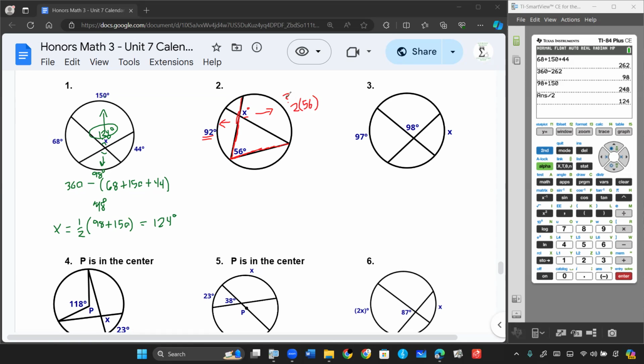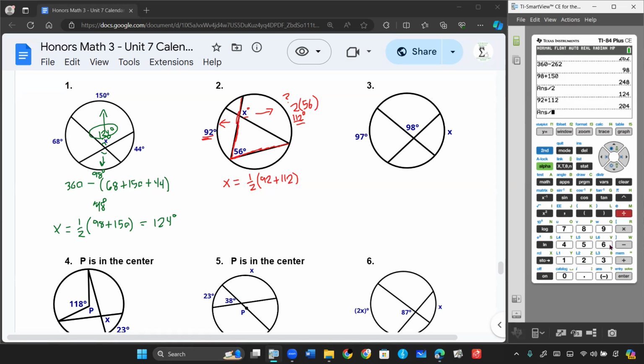Remember in a previous video, I was able to find an inscribed angle by taking the arc and dividing by 2. So if I want to get the arc, I would multiply it by 2. 2 times 56 is going to be 112. So now I have the two arcs that this angle faces, and I'm ready to plug it into the formula. So that angle is going to be 1/2 the sum of 92 and 112. Okay, those two add to 204, and then I can divide by 2 to get that 1/2 of it. And angle X is going to be 102 degrees.